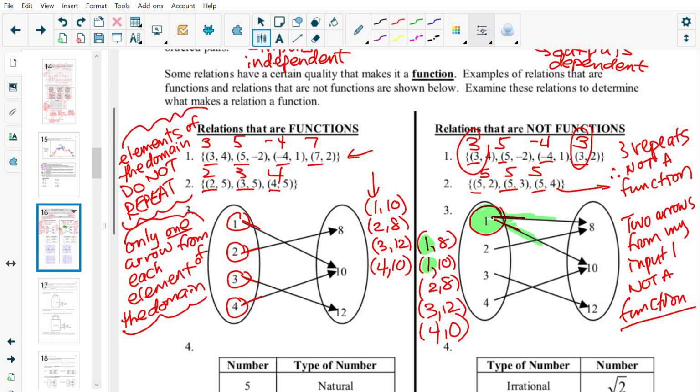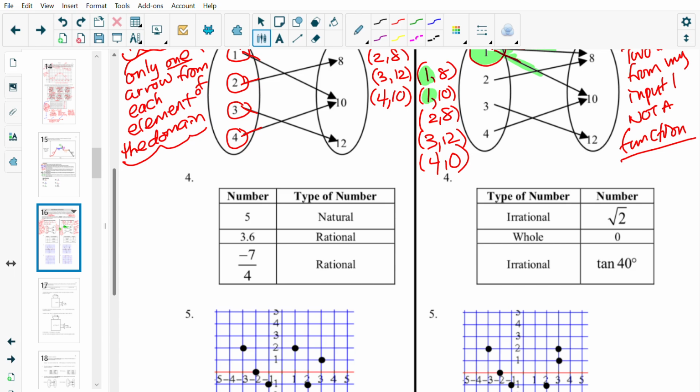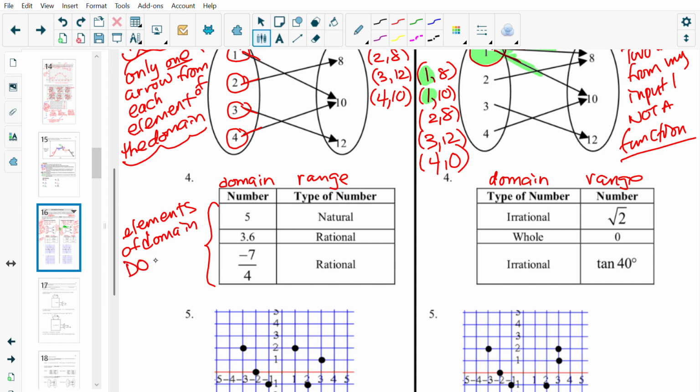Next one. Let's look at a table diagram. 5, 3.6, negative 7, 4. So this would be your domain. And then the second part of the table will be the range. So likewise, domain and range. For this domain, what am I looking for? Elements of the domain do not repeat. All right, so that is a function.